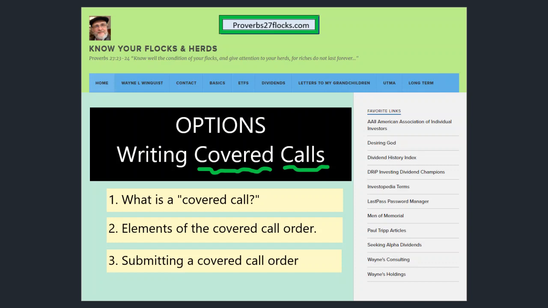This is my first attempt to use Snagit to give you a visual tutorial, and I'm going to start with writing covered calls. The main discussion points are, I would like to talk about what a covered call is. It's a type of option. And secondly, the elements of the covered call order, and finally, submitting a covered call order.